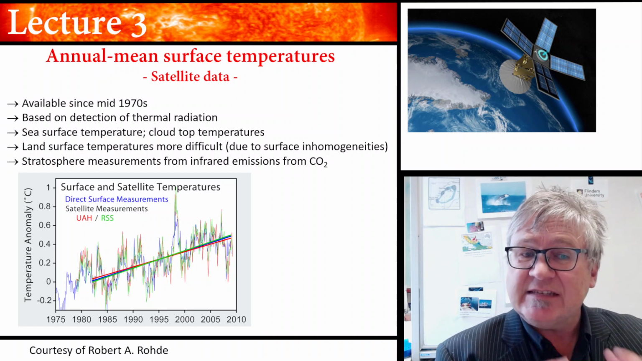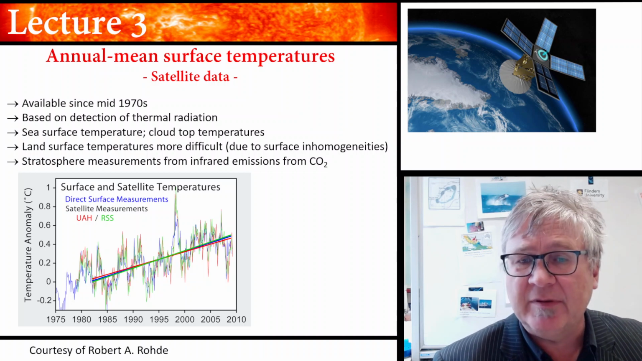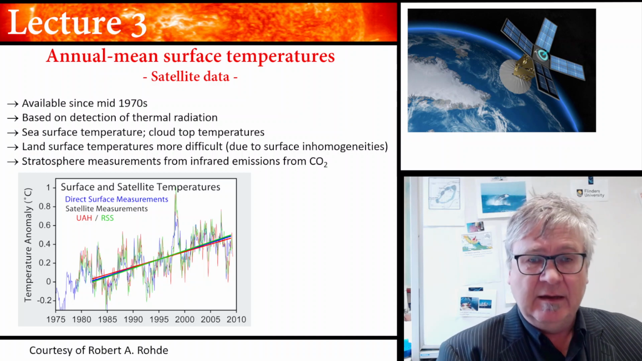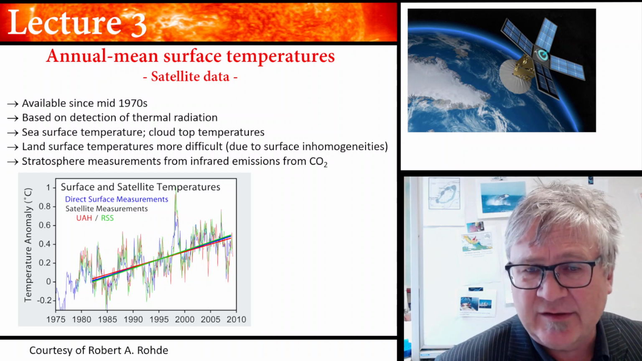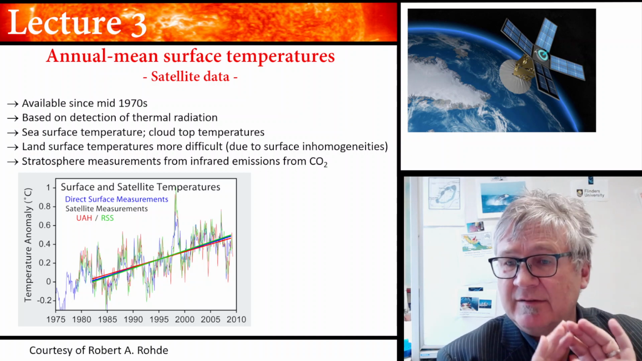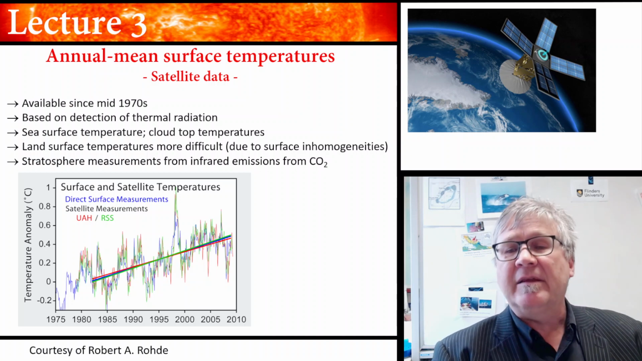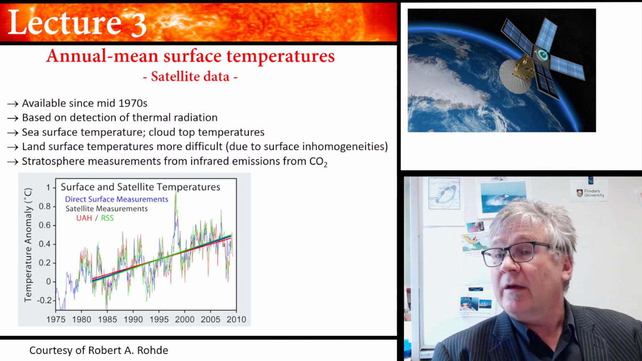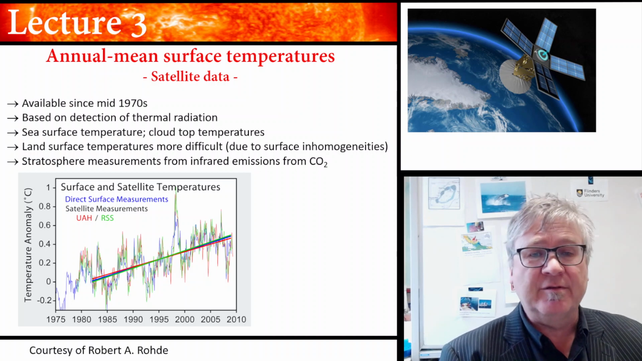Sea surface temperatures and cloud top temperatures can be determined fairly accurately. Land surface temperatures are more difficult to extract. So essentially what you get is sea surface temperatures, and that gives the other bit of the global average information that you don't get from ground-based measurements.